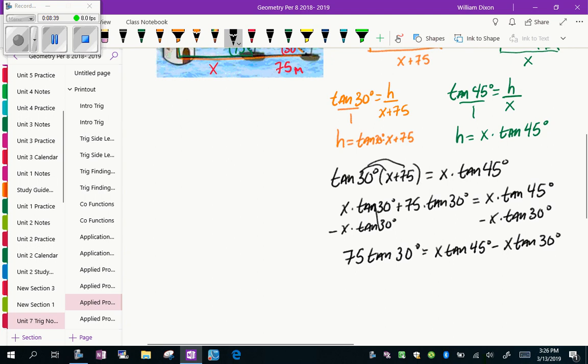Now, something that should jump out at you is that since you have these two, x times the tangent of 45 degrees minus x times the tangent of 30 degrees, you can factor out the x. This goes back to our algebra skills from last year. So I can factor out an x on the right side of the equation. So I have 75 tangent of 30 degrees, that stays the same, equals, well, x that I'm factoring out times the tangent of 45 degrees minus the tangent of 30 degrees.